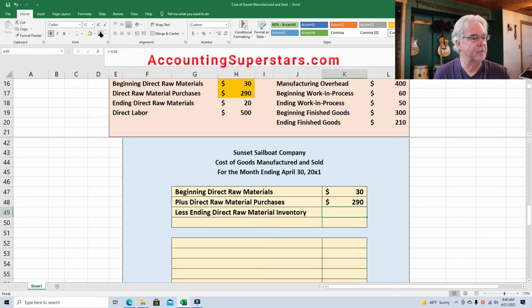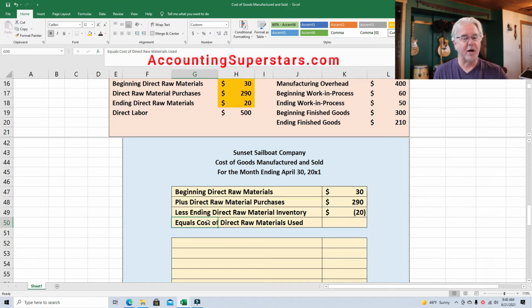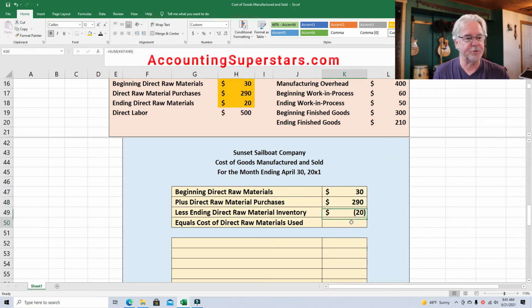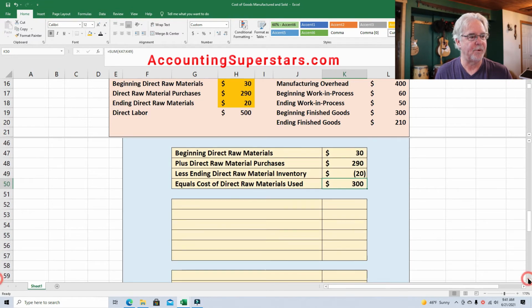Remember the apples? We're going to subtract out 20. That came from right there. So how much raw materials were used? So cost of direct raw materials used. And so if you do the math, if you go 30 plus 290 minus away 20, you're going to get $300 of raw materials were used. All right, so hang on to that number. We're going to need it. We'll need it here in a second.